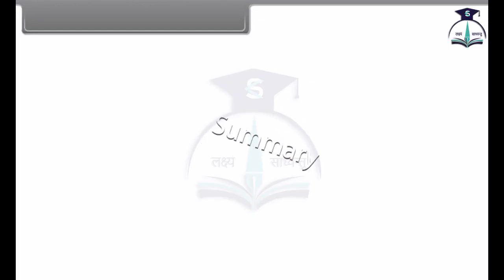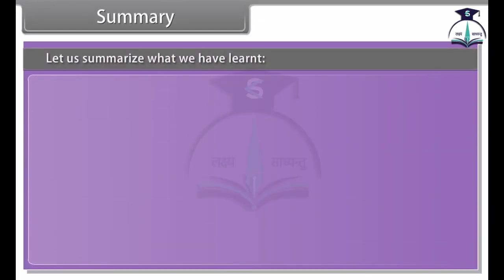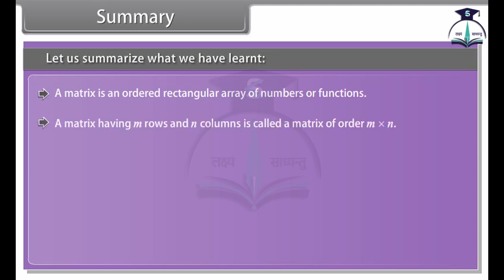Summary. Let us summarize what we have learned. A matrix is an ordered rectangular array of numbers or functions. A matrix having m rows and n columns is called a matrix of order m by n. [a_ij] m by 1 is a column matrix. [a_ij] 1 by n is a row matrix.